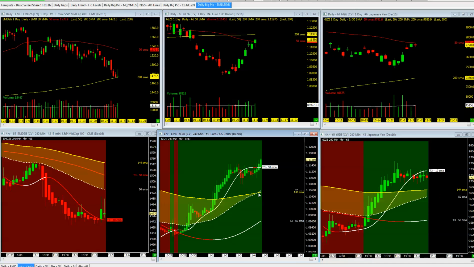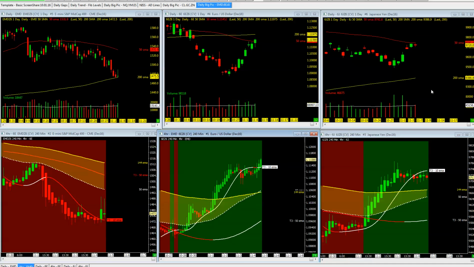50 crossing the 144 here, so I like the current trend on the, and I apologize, this is a 6E chart. I apologize, it says EMD here, but 4-hour chart, or do I have these? I might have these switched around here. Hang on a second. Nope, I got them right. I just got them labeled differently. So this is the 6E here. Again, I got to go with the uptrend now as the 50 is above the 144 and we're holding upside.